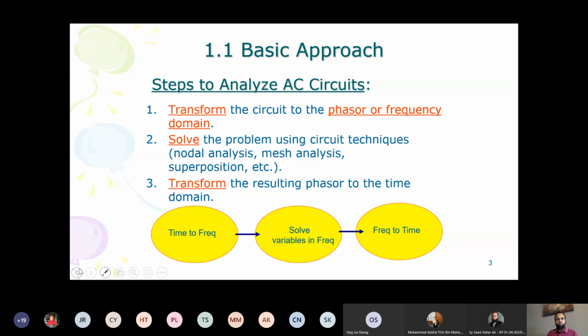We transform the circuit into phasor domain or frequency domain. We apply circuit laws in frequency domain, which is the same as in time domain. Then once we have the answers, we transform back to time domain.